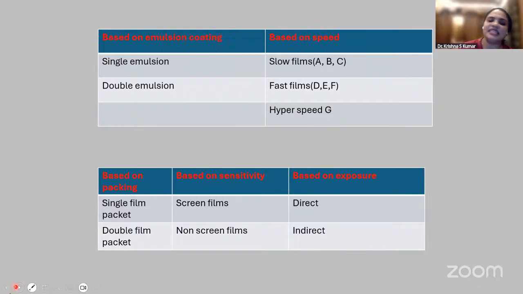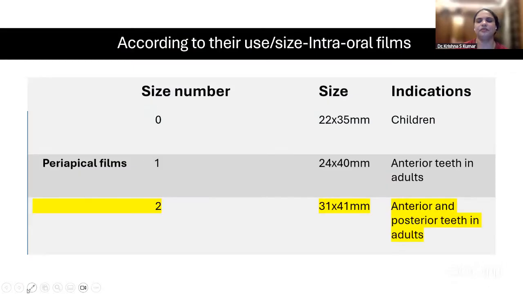Based on the sensitivity, it is screen films, which use an intensifying screen, and the exposure is indirect exposure. That means the visible light exposes the film. Non-screen films are the ones which we use in the intraoral region, that is the normal IOPA. They work based on direct exposure. That means the X-rays directly expose the film. So coming into detail about the use and size.